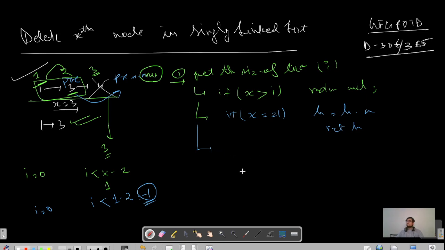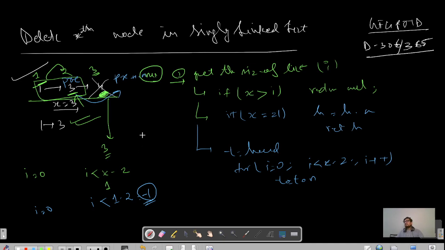Then for the rest of the cases, what we need to do is store a temp pointer at head, and we can have a for loop starting from I equals 0 to I less than x minus 2, I plus plus, correct? And we'll just do t equals t.next, and we will have the reference to the node just previous to the node that is to be deleted. For this 4 to be deleted, we have the reference of this 3, correct? So this temp will ensure that, and now we need to handle some more cases, right?